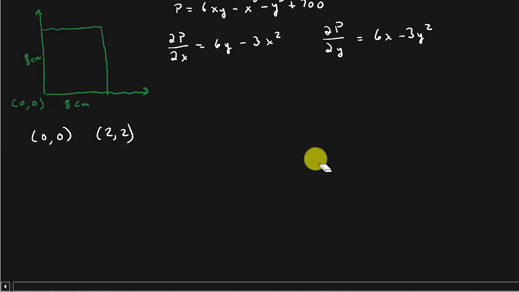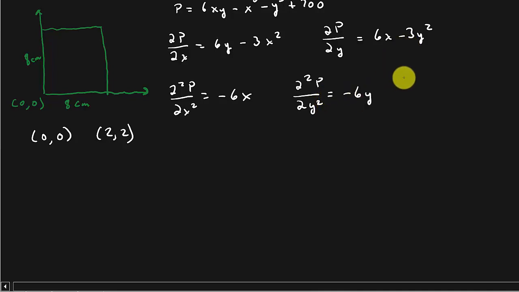All right, so all it is now is we're working two separate problems. We're going to test this point, and then we're going to test this point. We'll just do them separately. So I've got the second partial of P with respect to X, which is negative 6X. And then the second partial of P with respect to Y is equal to negative 6Y. And then the second partial of P with respect to X, and then with respect to Y, is 6.